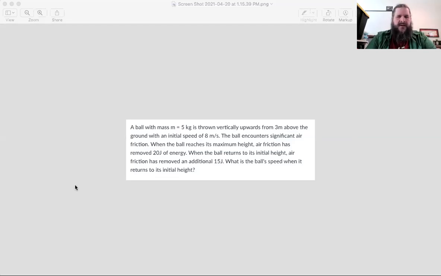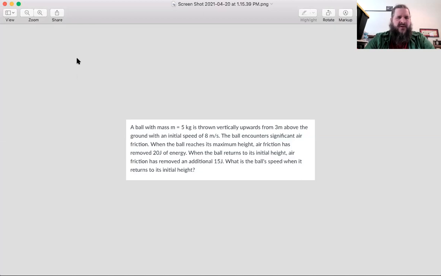Okay, so we're talking about a ball that is thrown upwards from 3 meters above the ground, and we know its initial speed. We know there's lots of air resistance involved, and we're talking about the ball returning to its initial height, and we specifically know how much energy is lost to air resistance, and we want to know the speed when it returns to its initial height.